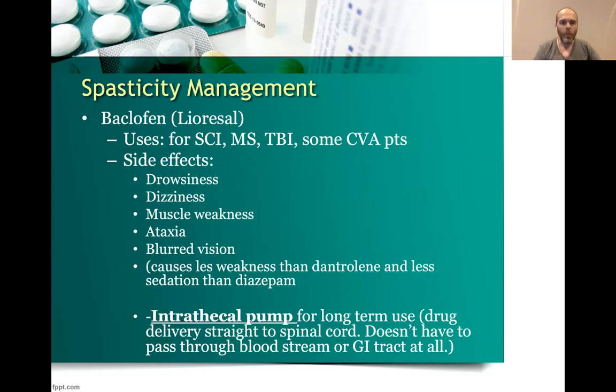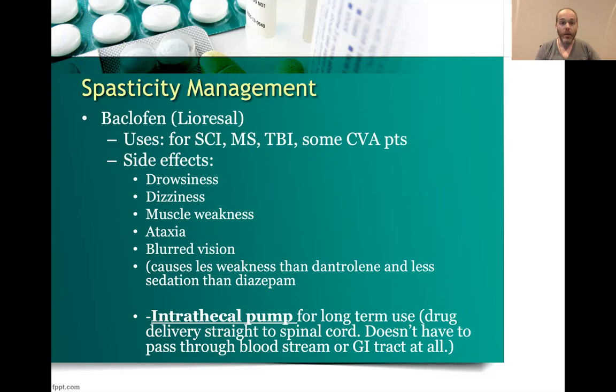So here, one common spasticity med is called baclofen, and baclofen is the name it most goes by. A lot of spinal cord injuries use it, MS, TBI, and some stroke patients, but mostly SCI, TBI, and MS, and a lot of kids too for CP. This is a really good medicine for spasticity and dystonia, but it can be taken two different ways. It can be taken orally or intrathecally, straight into the spinal cord through the meninges.